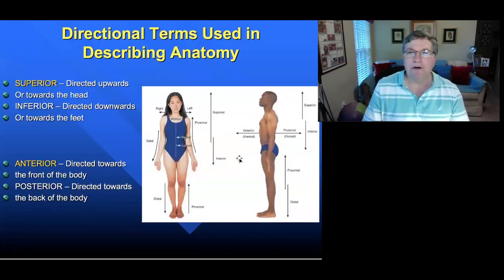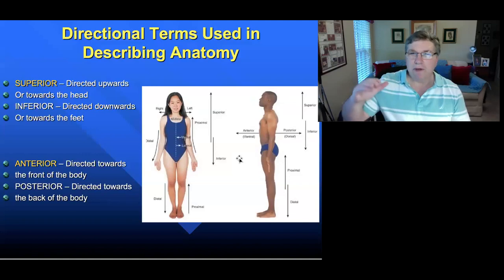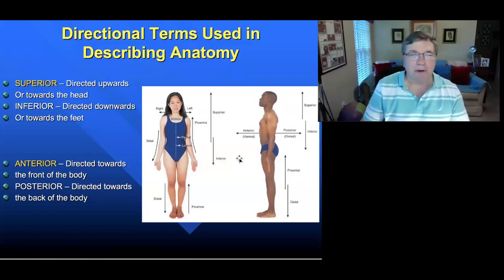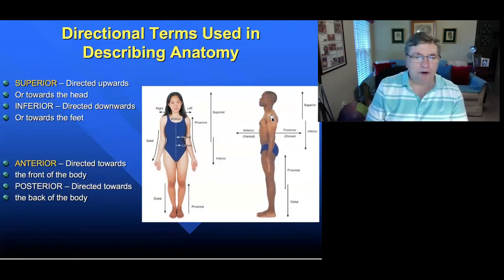Superior versus inferior. Superior meaning towards the head, towards the top of the body. Inferior meaning downwards or towards the feet. For example, if we compare the navel with the knee, the navel would be superior and the knee would be inferior. If we compare the shoulder and the elbow, the elbow would be inferior, the shoulder joint would be superior, the glenohumeral joint.